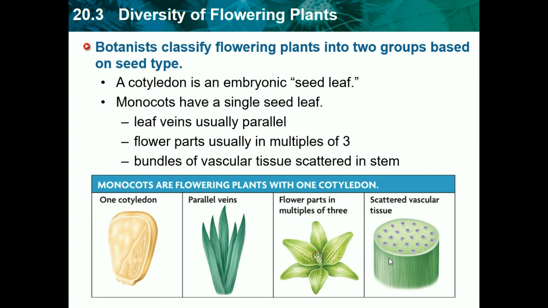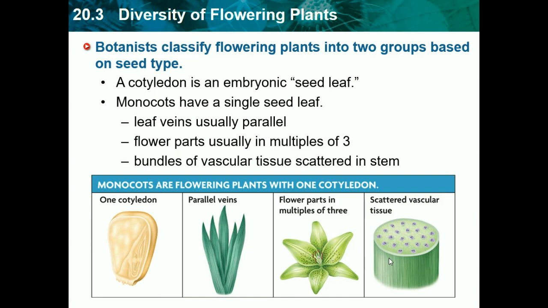So this is 5, and the other one it was multiples of 3. And they have ringed vascular tissues. As we see here, the vascular tissues are in circles. So these are dicots. Di is 2, so they have 2 seed leaves, while monocots have 1. Leaf veins are usually net-like, flower parts are in 4s or 5s, and bundles of vascular tissue are in rings.